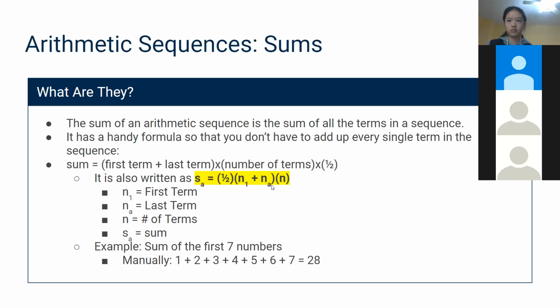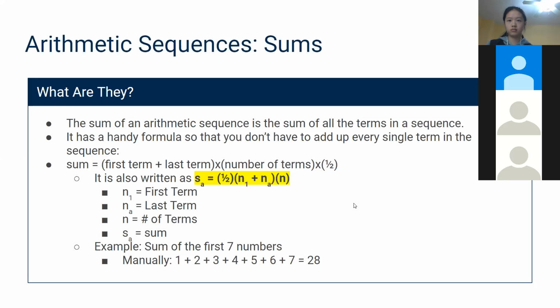And N is the number of terms. So 1, 3, 5, 7, 9, that'd be 5 terms. So there's 5 total terms. And in order to calculate the sum, we just use all those variables. So the first term plus the last term, 1 plus 9 is 10. And 10 times 1/2 is 5. And the total number of terms is 5. So our answer is 5 times 5, which is 25.